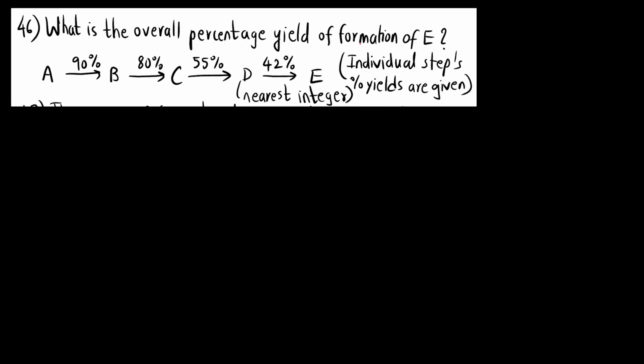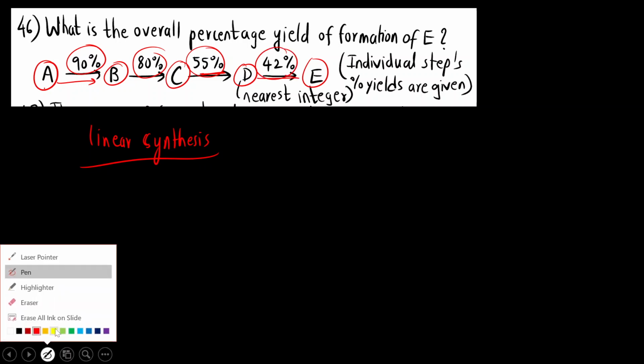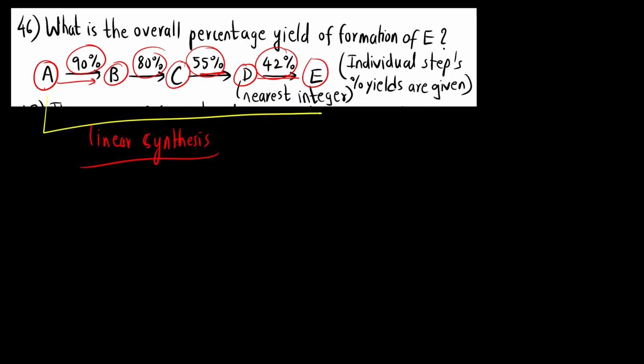46. What is the overall percentage of formation of E? There is a linear synthesis, that is, we start from reactant A, which is converted to B, C is converted to D, and D is converted to E. What is the meaning of this? A to B percentage yield is 90%, B to C is 80%, C to D is 55%, and D to E is 42%. We want the overall percentage yield from A to E.